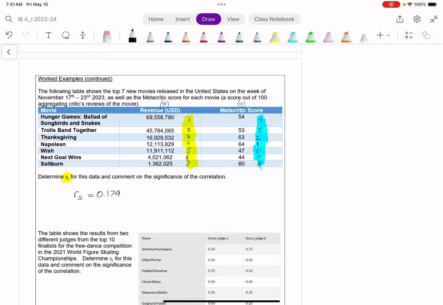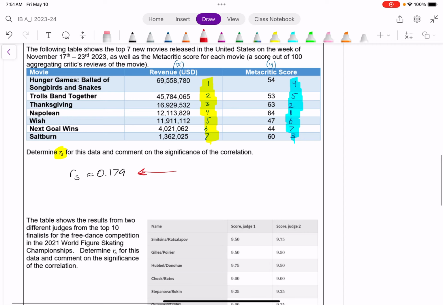pretty close to 0, which means we can say with a good amount of confidence that, at least as of this week, there is essentially no correlation between the critical review of the movie and the revenue it made. So I'll just say that there is no correlation between revenue and Metacritic score.